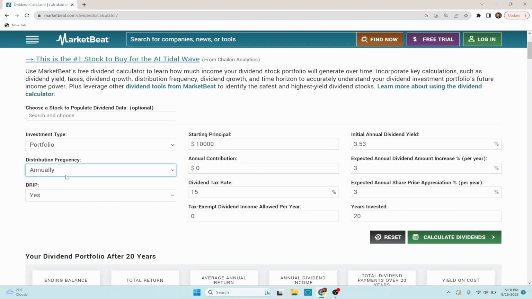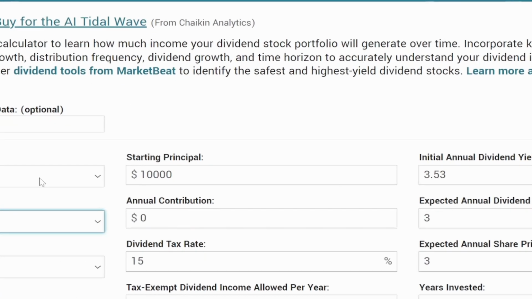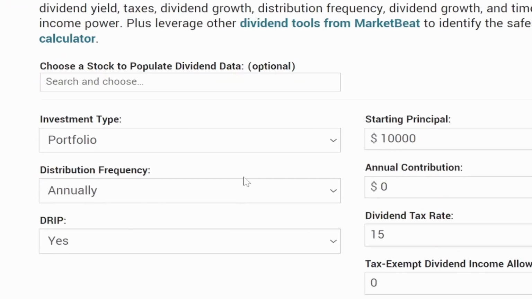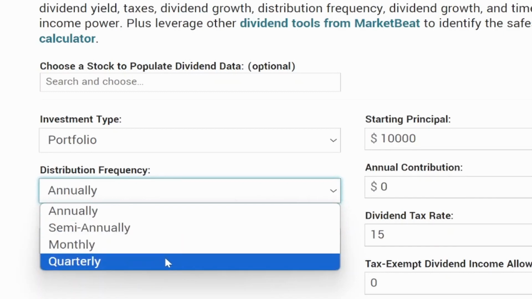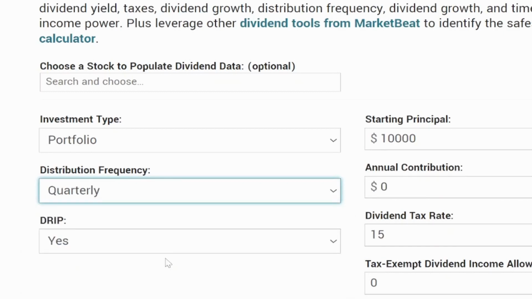So this is a simple dividend calculator that you can use, and I'll have this linked in the description if you want to play around with the numbers. So we're going to be able to see a rough estimate of how much you can make if you did invest into SCHD, and we'll start off with $10,000. Now we're going to change the distribution frequency to quarterly because that's how SCHD pays their dividends. They pay it quarterly or every 3 months.